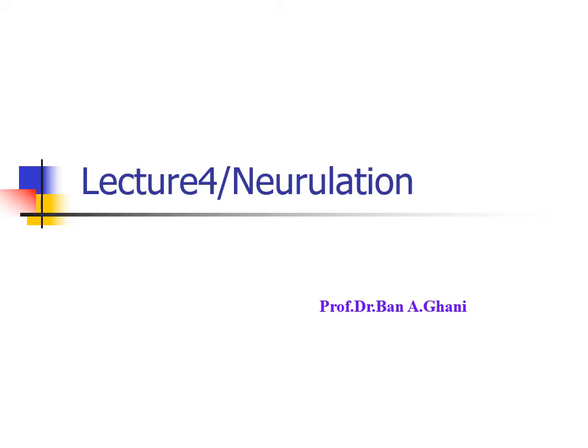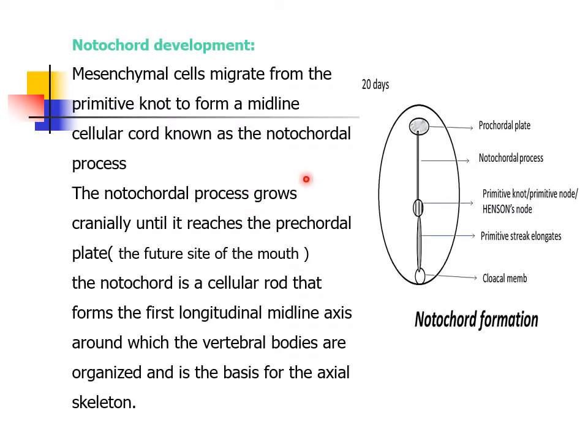This lecture will be about the neurulation process. Before the neurulation process starts, there is a process that will develop at this stage. It's called the notochord process. The development of the notochord process occurs when the mesenchymal cells migrate from the primitive node to form a midline cellular cord known as the notochordal process.